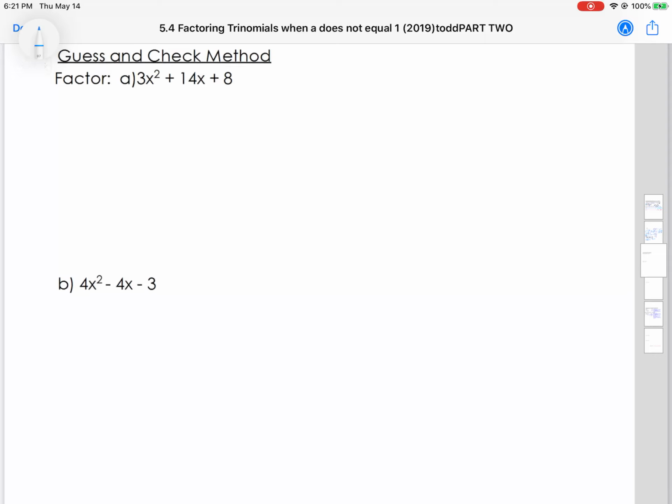But really, when you do guess and check, you still have to be thinking, what's 2 numbers that multiply to give A times C and add to give B? So if you're able to do it in your head, that's great. If not, then you're still essentially making the chart. You're just doing it in your head.